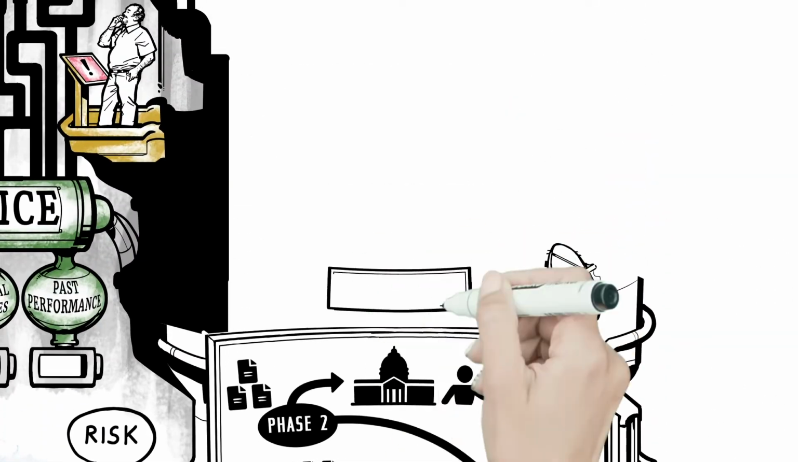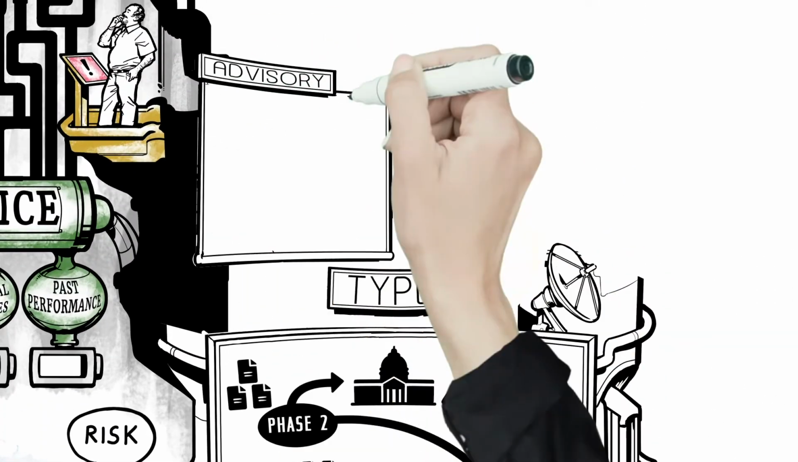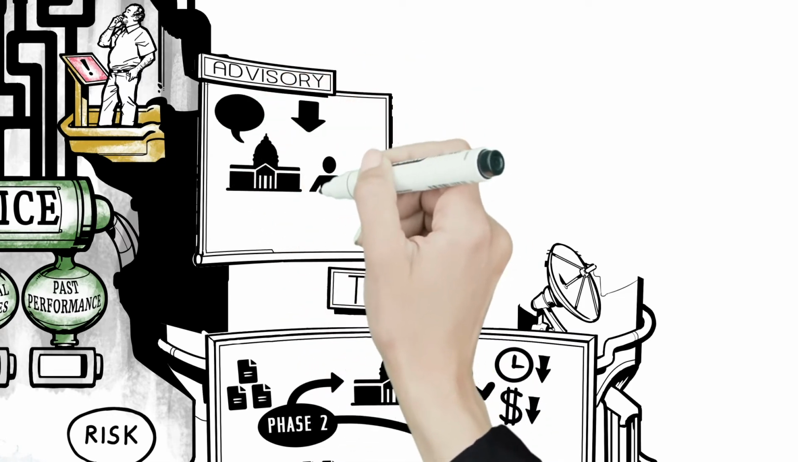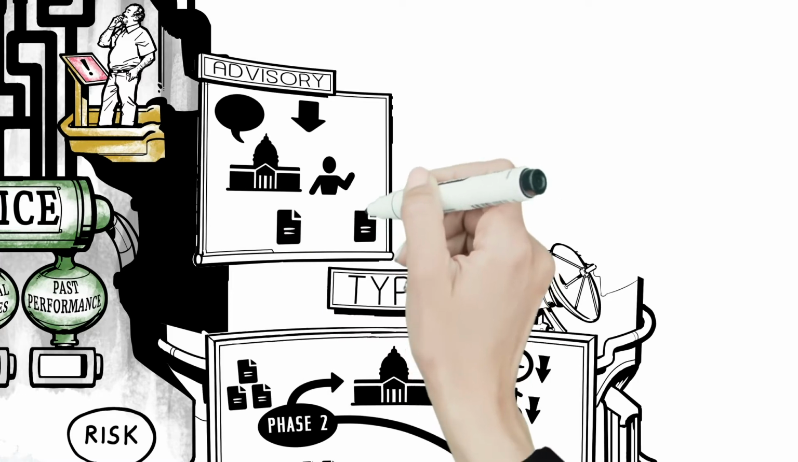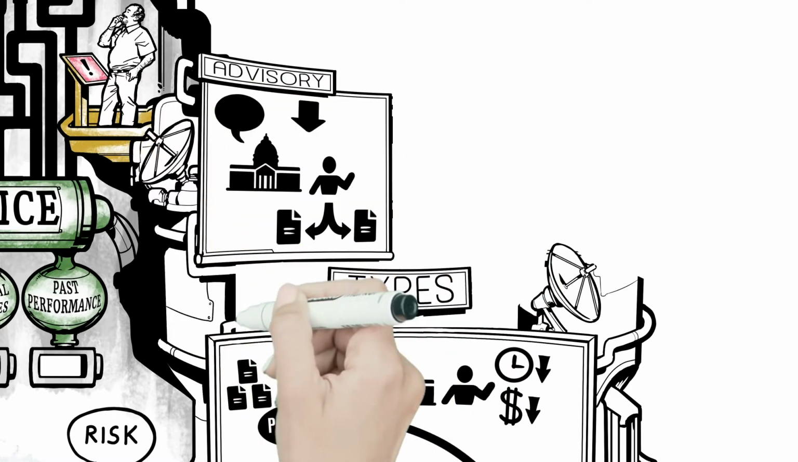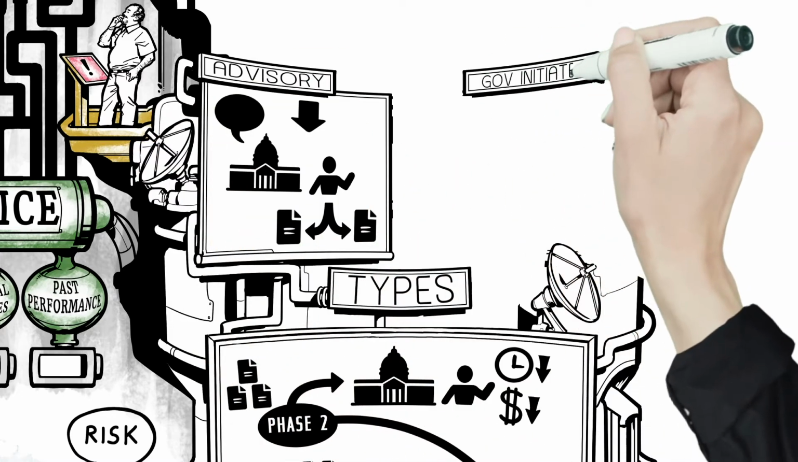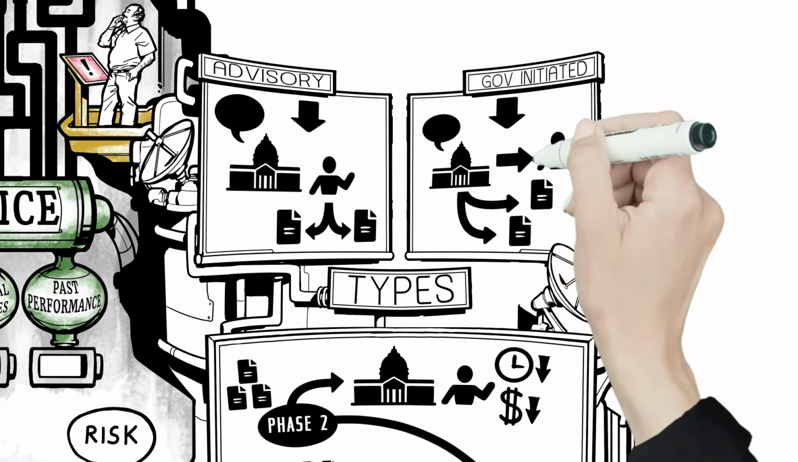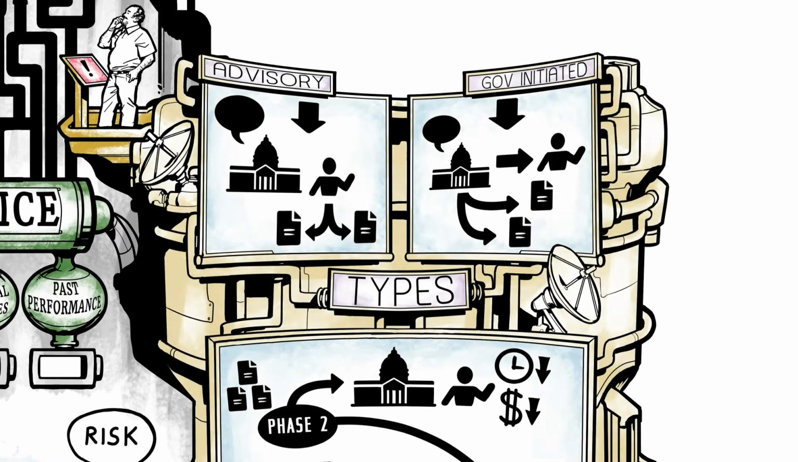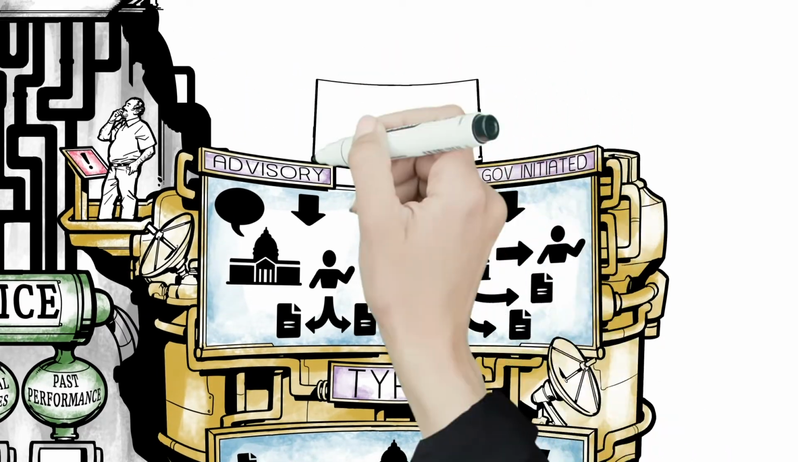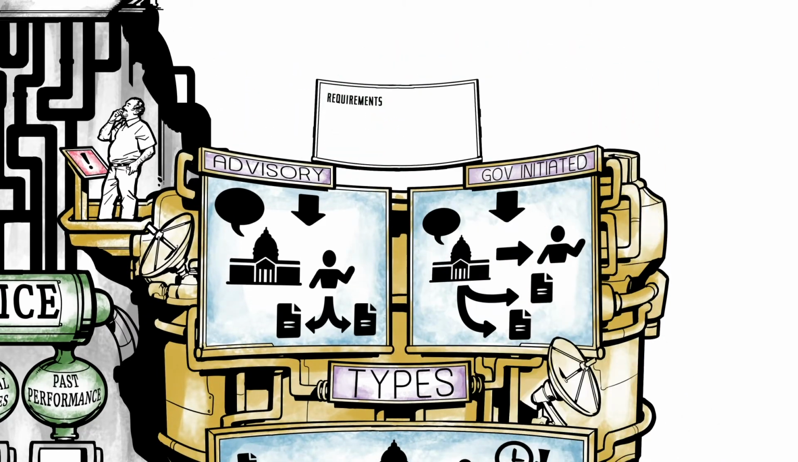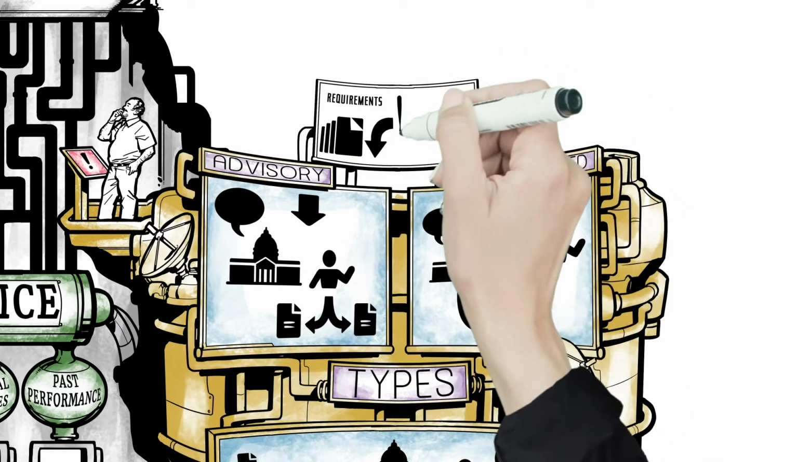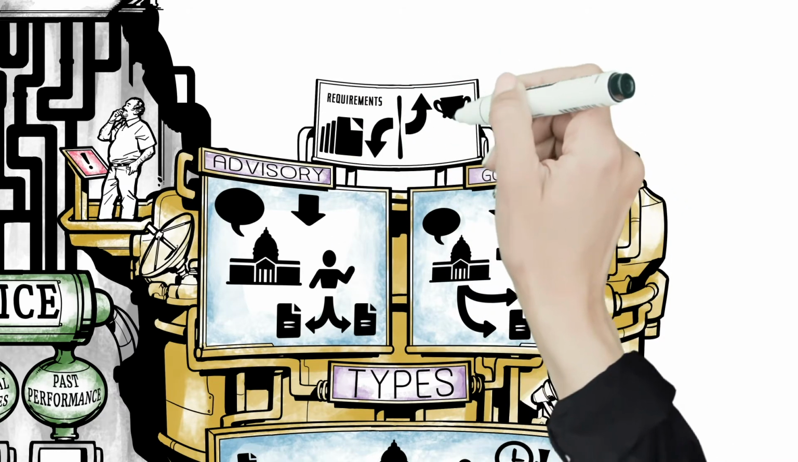There are two types of downselects. Advisory, where the government advises the contract holder if they are or are not a viable competitor, but leaves the decision to proceed up to the contractor. And government-initiated, where contract holders are told whether they can or cannot proceed. In either case, submission requirements should be minimal to keep industry's investment low, but important enough for the government to know if the contractor will be a strong competitor.